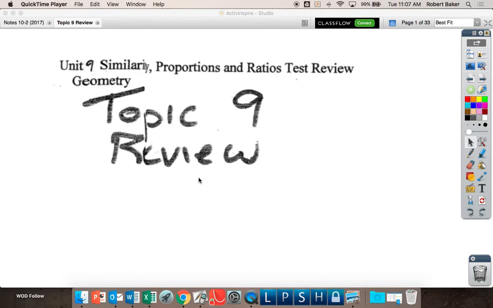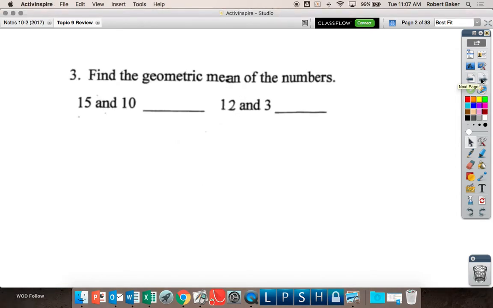Just general topic 9 stuff. We'll start at the beginning. Do you remember how to find a geometric mean? Times and then square root. Multiply them and then take the square root.